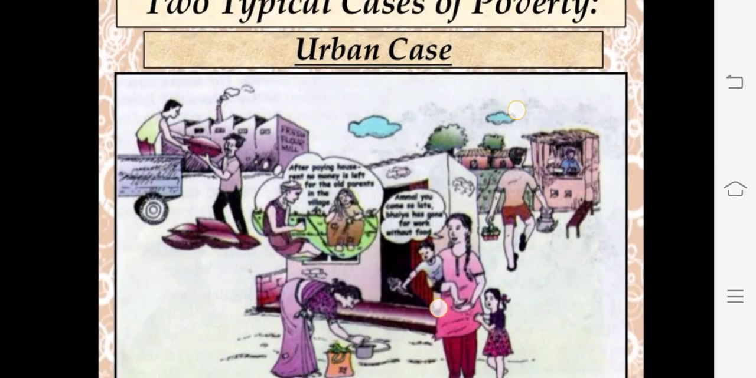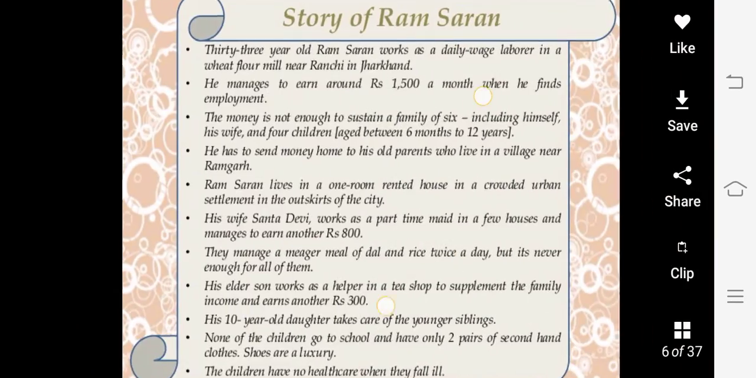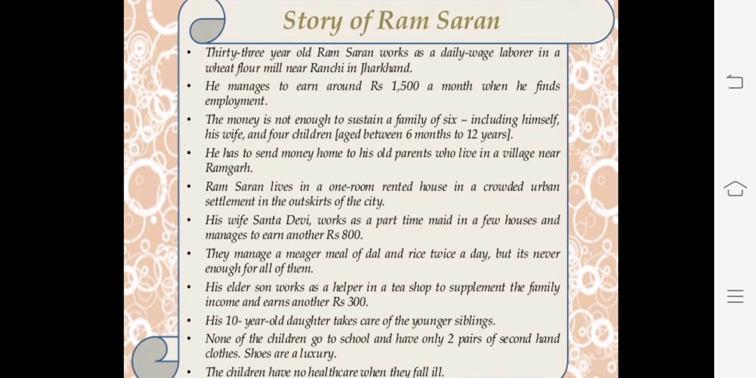Then we can see the two typical cases of poverty. We can see the urban case. Now in this picture you can see the people are loading packs onto bogies. Then the lady is washing the utensils. The third one, the boy is carrying something. Then there is a lady who is holding one boy in her hand and one girl at her side. There we are going to have a discussion of a short story of Ram Saran.